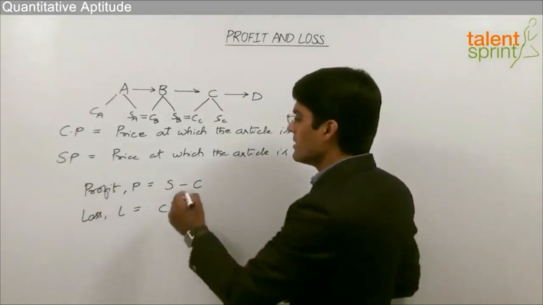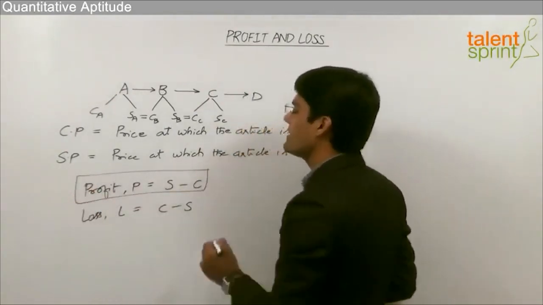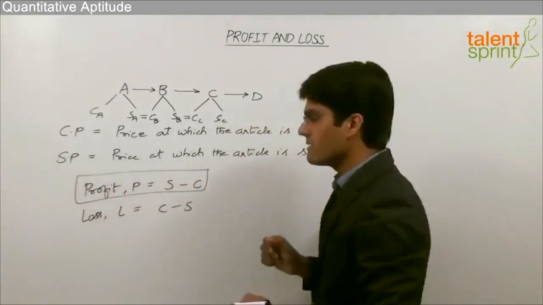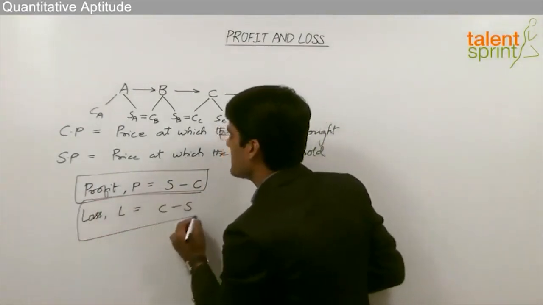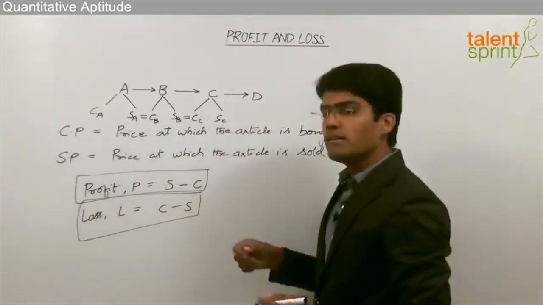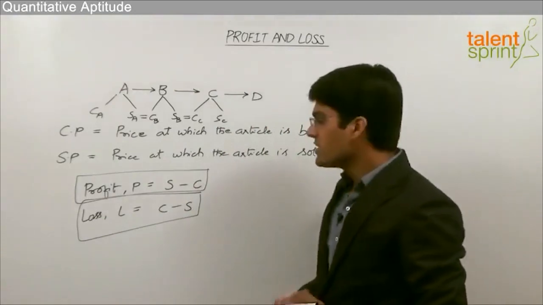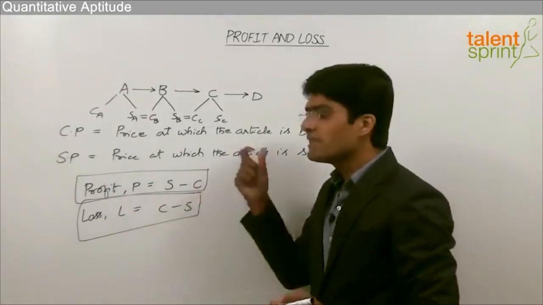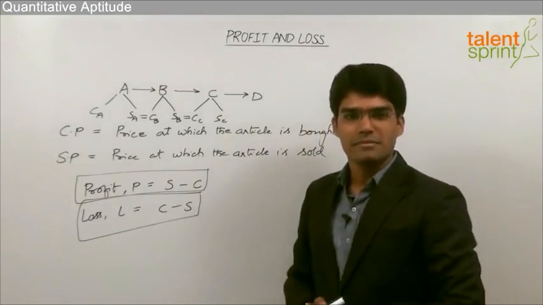Here C is the cost price and S is the selling price. So as you can see here, the profit P is taken as S minus C because selling price is more than cost price. And the loss L is taken as C minus S because cost price is more than the selling price. But in general, we can say that profit and loss is nothing but the difference between the cost price and the selling price.